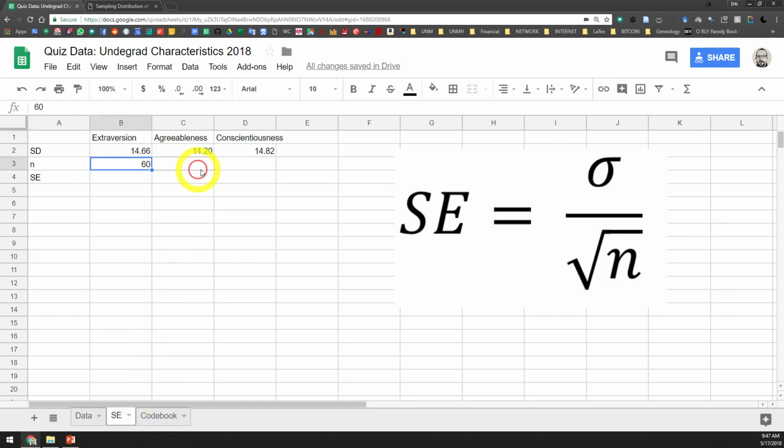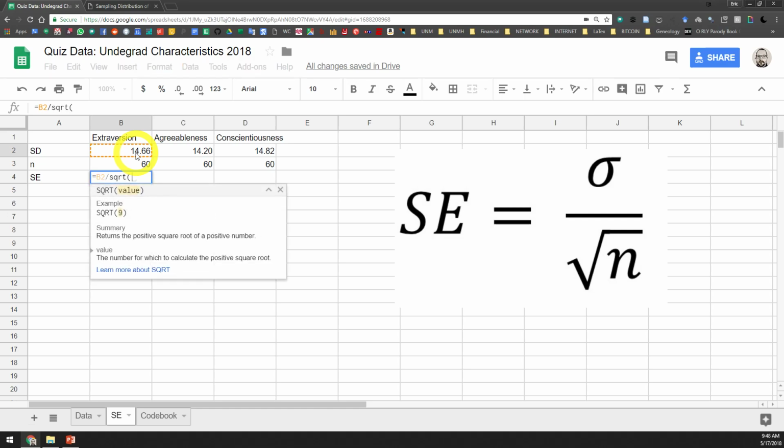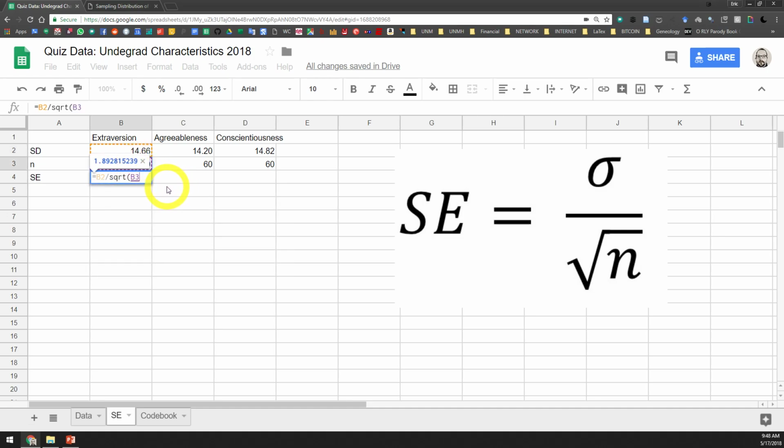We'll just pull this over, and then for our standard error, we're going to make a formula here, which is just this cell, which contains our standard deviation, divided by the square root. I'm just typing these into the keyboard. The total number of observations, we'll close that off with brackets. We get a standard error of approximately 1.89. We'll round to the hundredth, and we'll drag this over to calculate the standard error for agreeableness and conscientiousness.